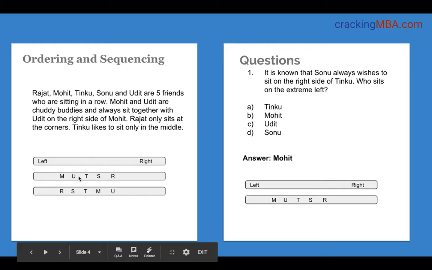So in these 2 possibilities we can see that only the first possibility is satisfying this. Okay, so Sonu is on the right side of Tinku. So MUTSR is the correct combination. Then it's all about just identifying what the question is asking. Who sits on the extreme left? The answer is very simple.